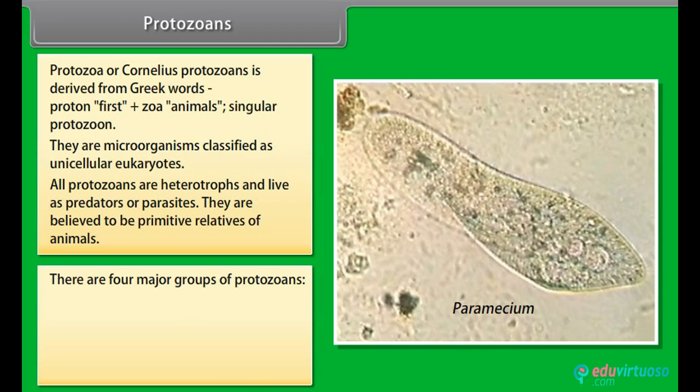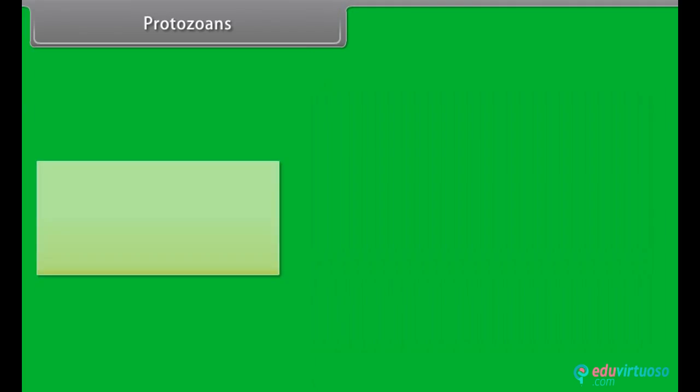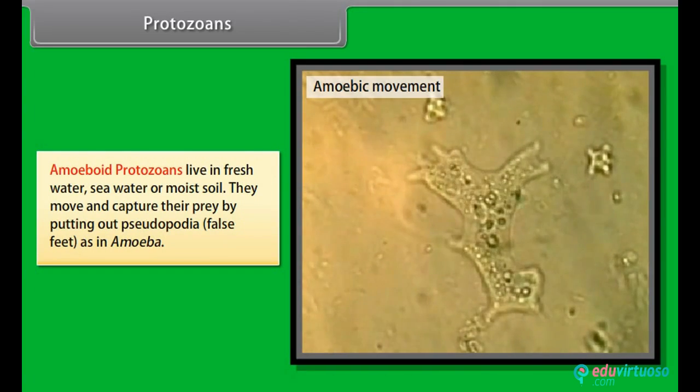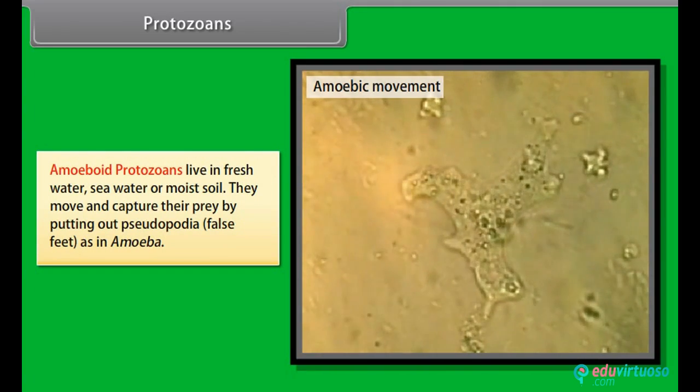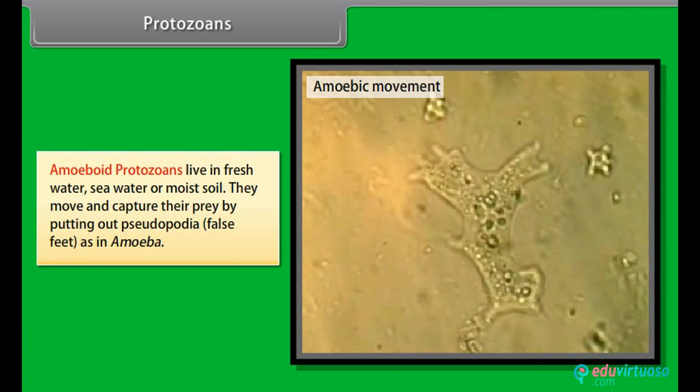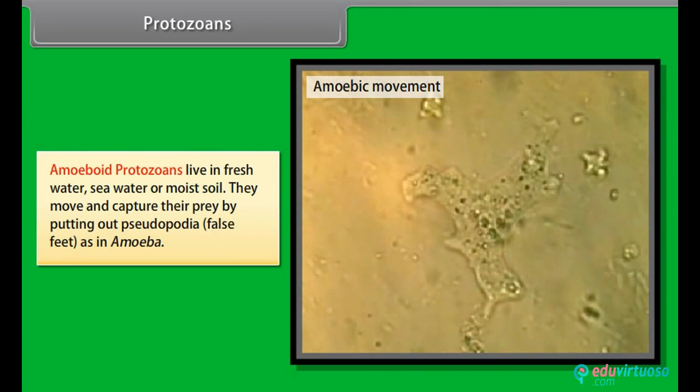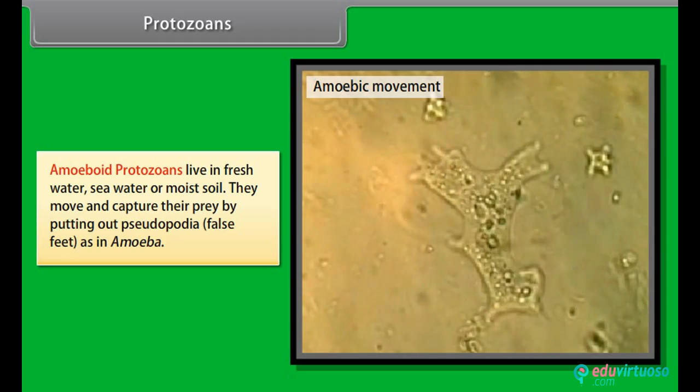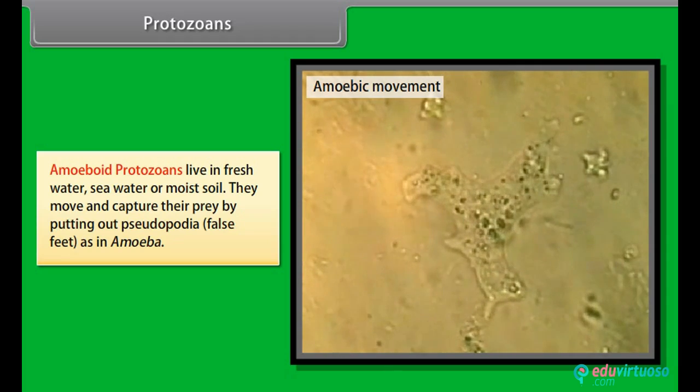There are four major groups of protozoans: amoeboid, marine, flagellated, ciliated. Amoeboid protozoans live in fresh water, seawater, or moist soil. They move and capture their prey by putting out pseudopodia, false feet, as in amoeba.